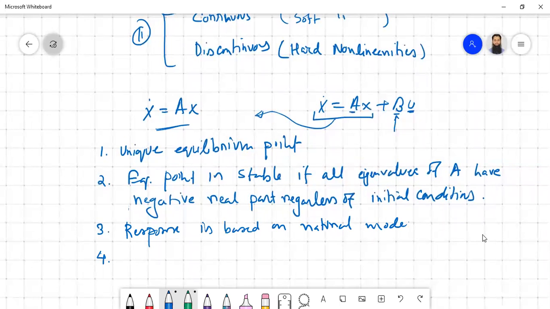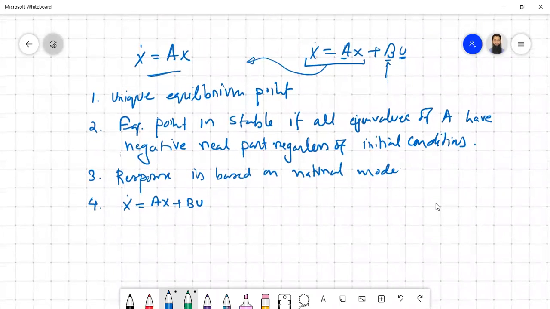Next, if you have input, then your system will be represented by something like this: x dot equal to ax plus bu. In that case, I have to introduce a few more properties. Firstly, if you have input involved, the superposition property has to hold. As I said, if you have different inputs and different outputs, then if you add the inputs, you should get the addition of the outputs as well.